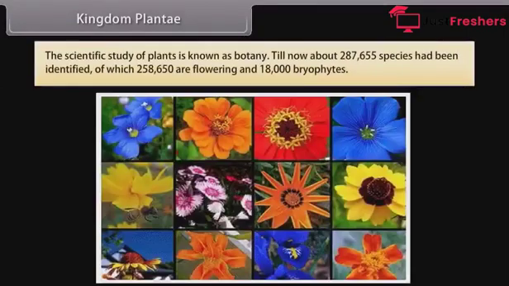The scientific study of plants is known as botany. Till now, about 2,87,655 species have been identified, of which 2,58,650 are flowering and 18,000 are bryophytes.